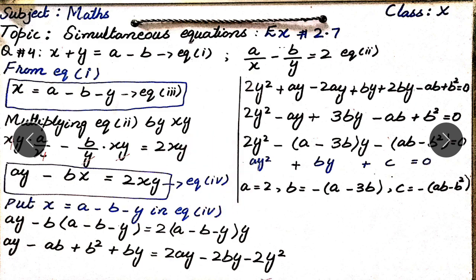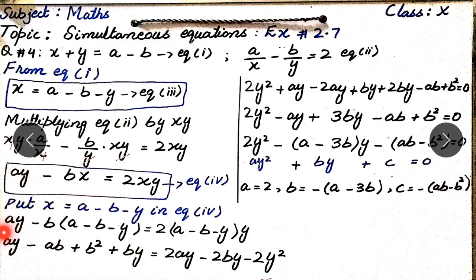Now we can put the value of x from this equation in equation number 4 in order to find the value of y, because when you put the value of x, there will be only y variables, and you can easily find the value of y. So put x equal to a minus b minus y in equation number 4 here.